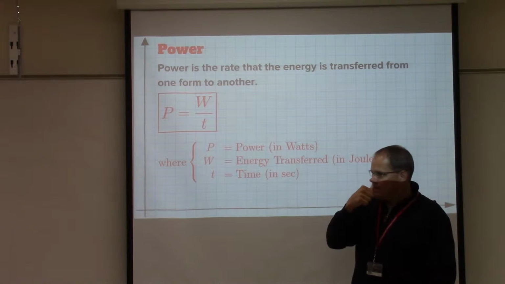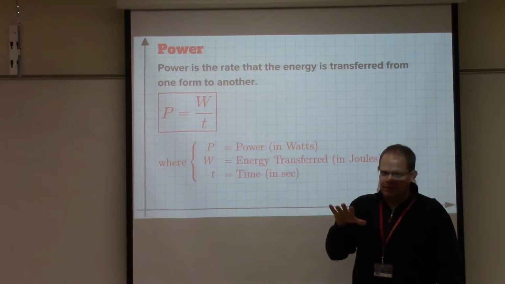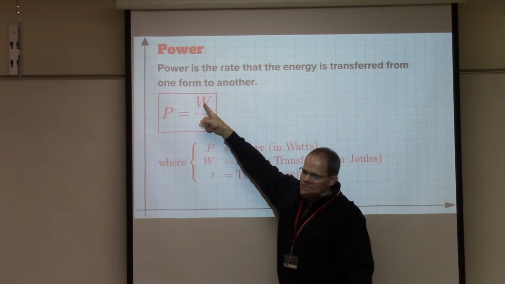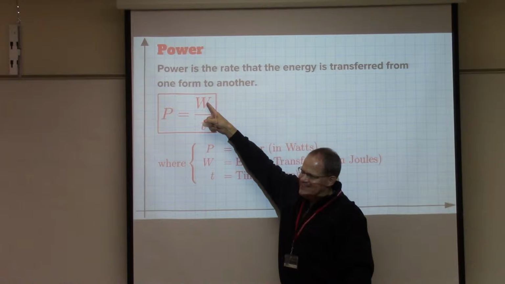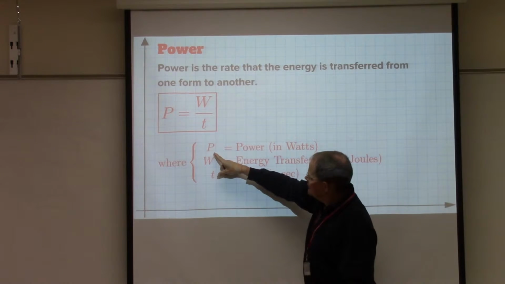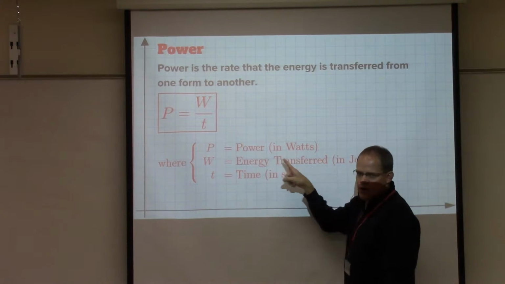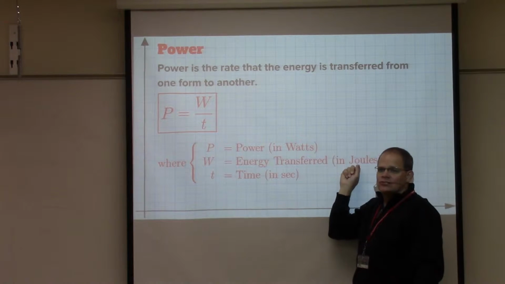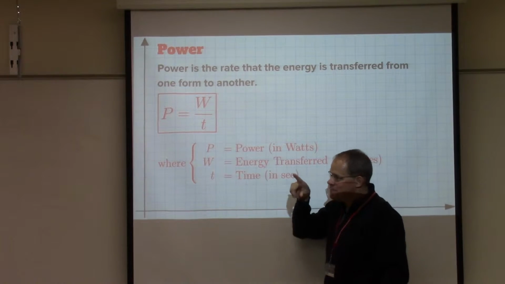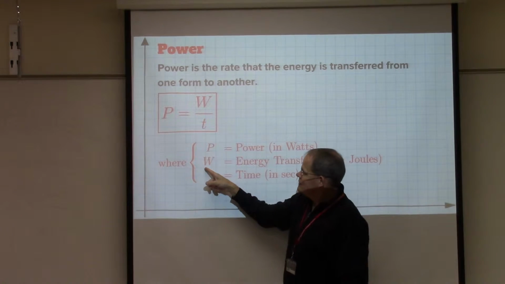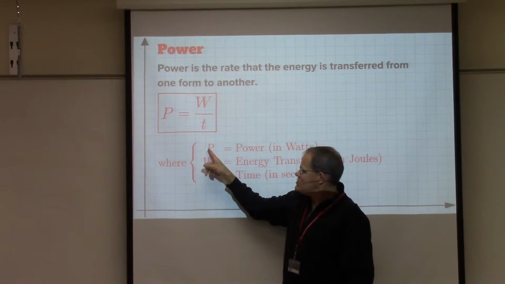So, I know this is a little confusing. What is this right here? No, it's not watts. It's the work. W is the energy transferred, the work. And it's measured in joules. So this gets confusing, I know. The work is measured in joules. What is power measured in?